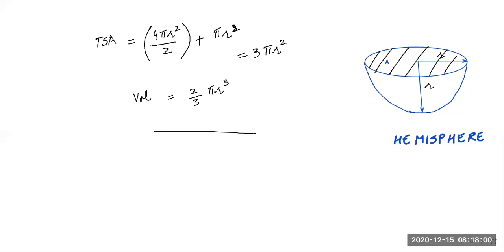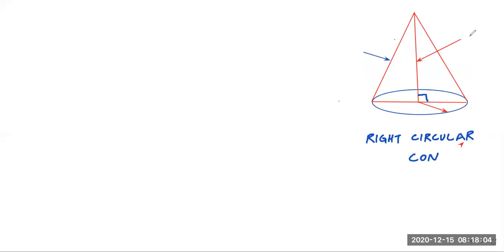Having done this, the last is the right circular cone. Why is it called a right circular cone? Because this is the axis of the cone. This is also known as height. Well, this is also a kind of height, but it's known as slant height. We call it slant height, represented by L. Obviously this is the R.